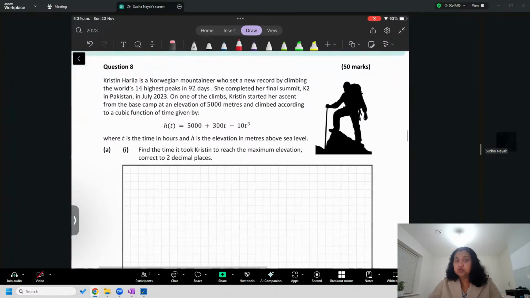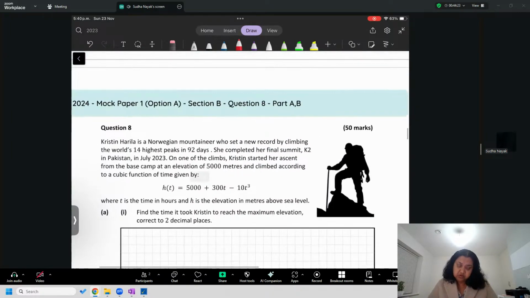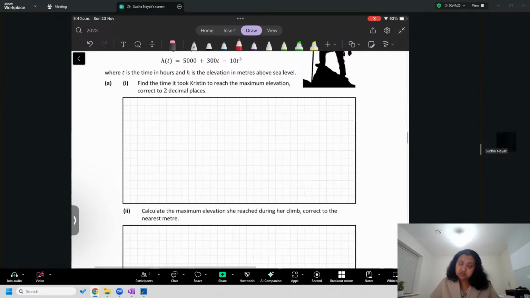Perfect. Now let's go to word problems. So here, this is a combination of differentiation and algebra. Okay, I think integration is also part of this question. Okay, so which was this question? This was the 2024 mock paper. Okay, let's look at this question.